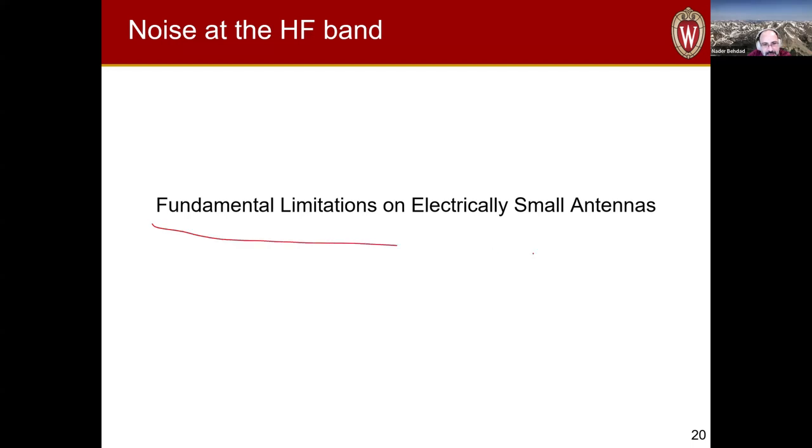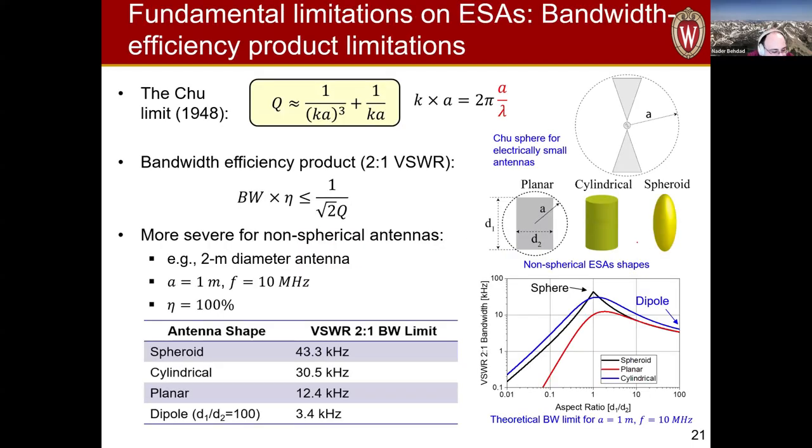First, I want to talk a little bit about fundamental limitations on electrically small antennas. So what is an electrically small antenna? An electrically small antenna is an antenna that has physical dimensions which are significantly smaller than the wavelength of the electromagnetic wave it transmits or receives. For example, if you have an antenna at 3 megahertz, where the wavelength is 100 meters, and your antenna is 5 meters, 5 meters is significantly less than 100 meters, right? So that would be an electrically small antenna.